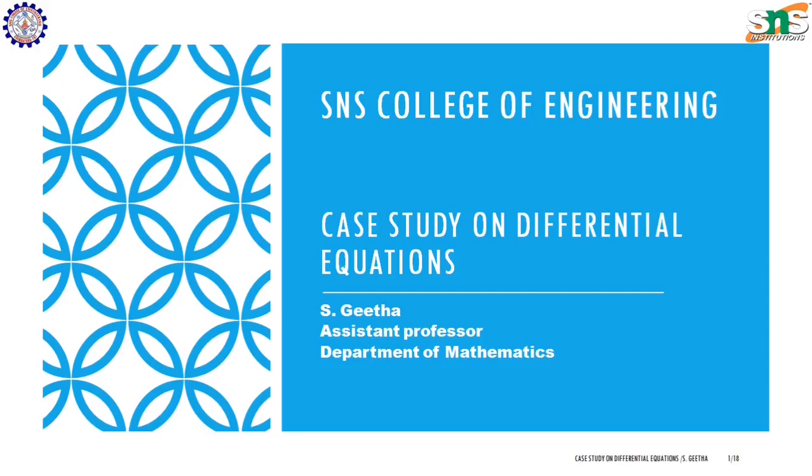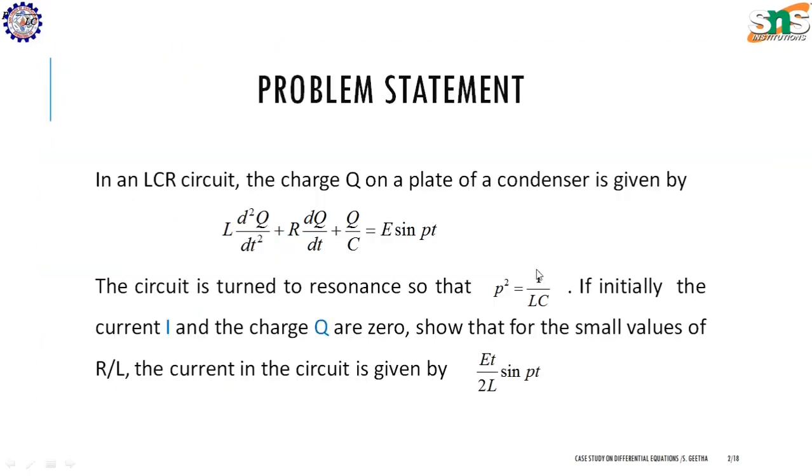Now I am going to discuss a case study on differential equations. Problem statement. In an LCR circuit, the charge Q on a plate of condenser is given by L d²Q/dt² + R dQ/dt + Q/C = E sin pt. The circuit is tuned to resonance so that p² = 1/(LC).